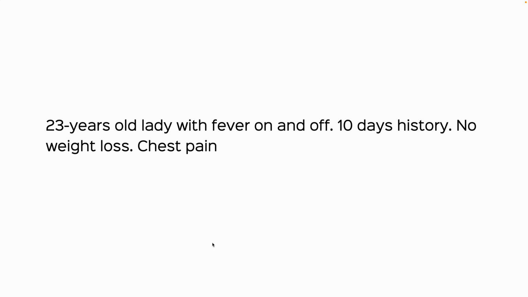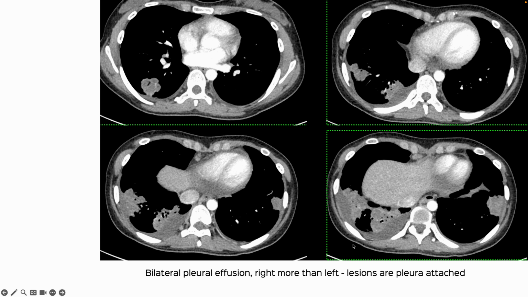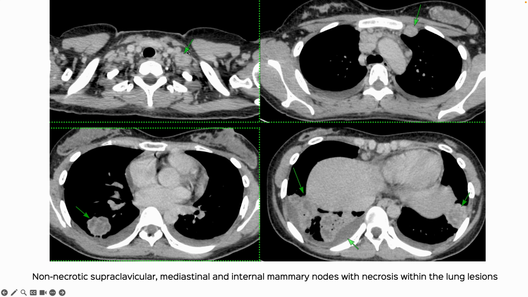So, 23-year-old, 10 days history, fever on and off, no weight loss, but has chest pain. You see all these lesions with air bronchograms. They're mass-like lesions. There's a right pleural effusion. These lesions are necrotic, and you can see the pleural effusion. On the slightly delayed images, there are supraclavicular and internal mammary nodes and marked necrosis within the lung lesions.